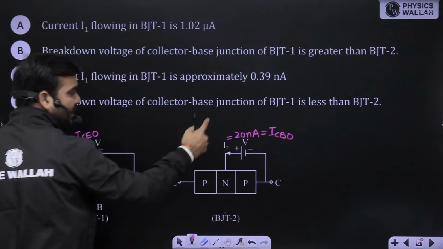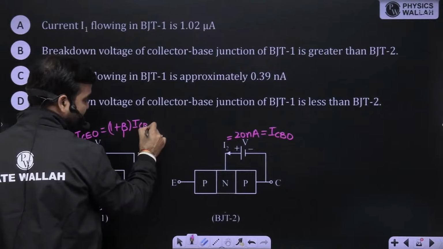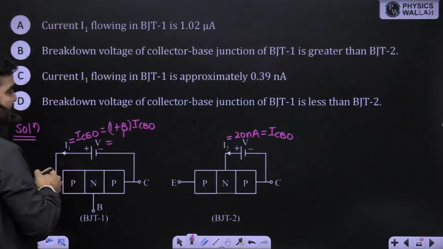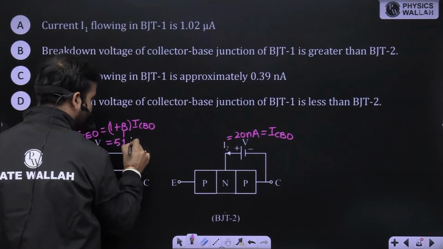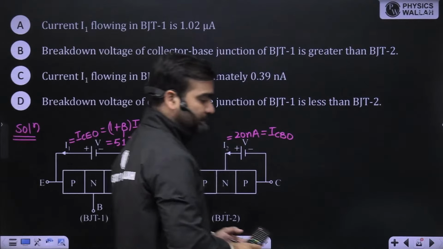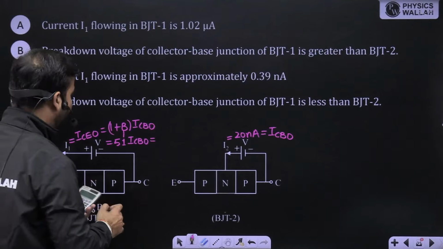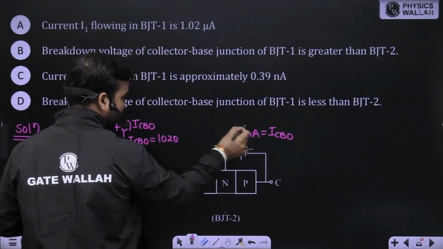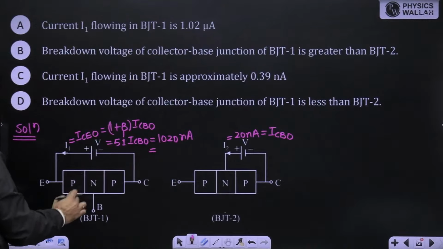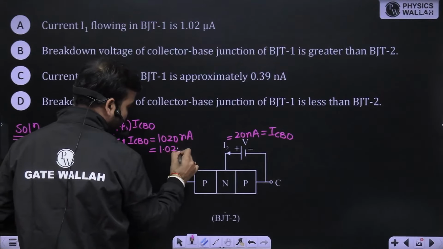If this ICBO is 20 nanoampere, ICEO is 1 plus beta times ICBO, my dear friend. 1 plus beta. Beta is given as how much? 50. Beta is 50, then it will be 51 times ICBO. And that is nothing but 51 into 20, which is how much? 1020 nanoampere. Can you write it in micro? Because the current for BJT 1 is given in micro. So convert it to micro. So it is 1.020 microampere.